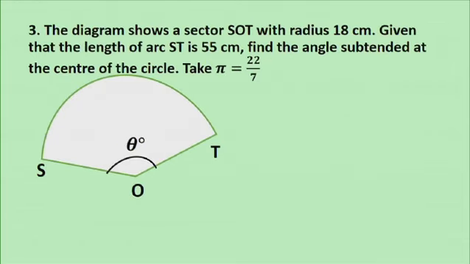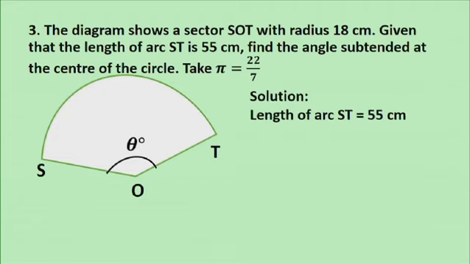Example 3. The diagram shows a sector SOT with radius 18 centimeters. Given that the length of arc ST is 55 centimeters, find the angle subtended at the center of the circle. Here we are going to take pi as 22/7.